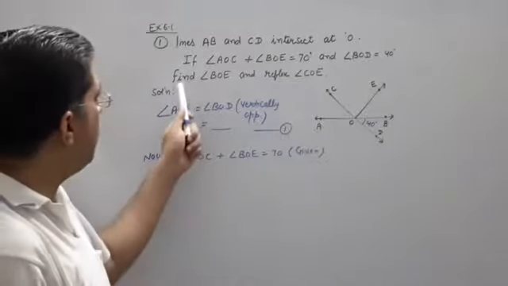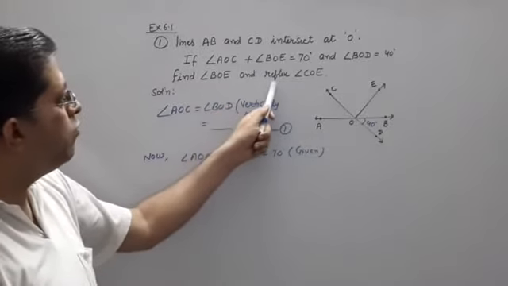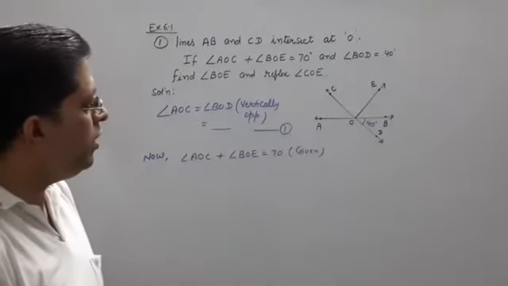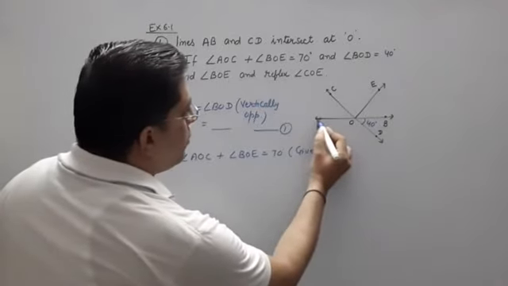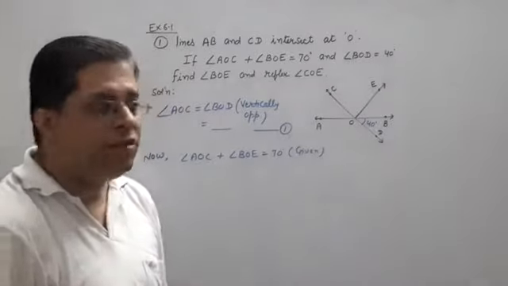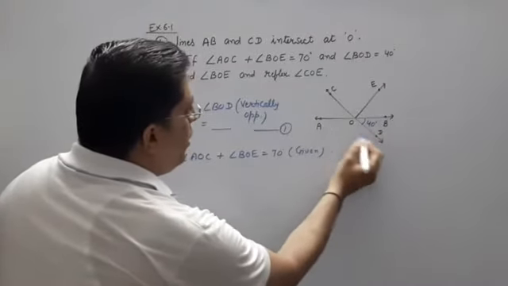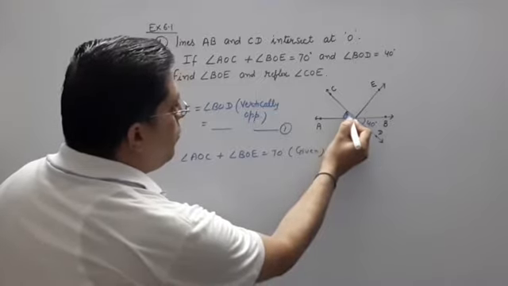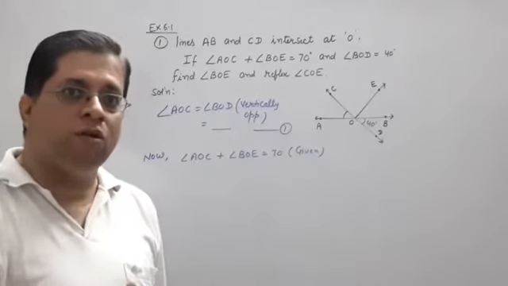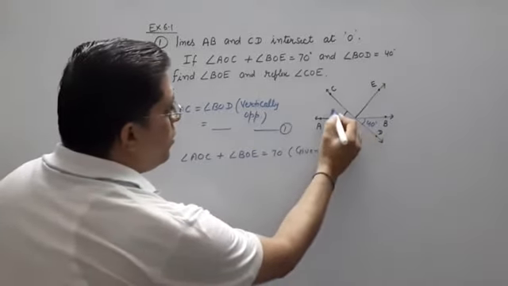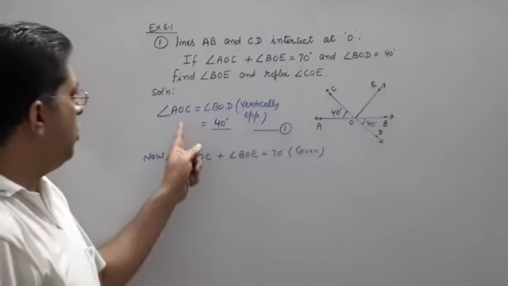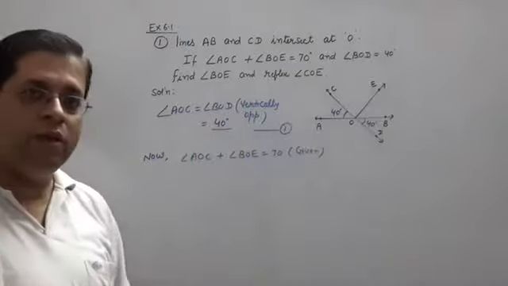What you have to find? You have to find BOE and reflex of angle COE. Okay, one thing you see here, this AB and CD, these two are intersecting lines. Then angle BOD and angle AOC will be vertically opposite angles. And what we know, vertically opposite angles are always equal. So this is 40, then this should be 40 degrees. AOC equal to BOD, vertically opposite angles, that we know.